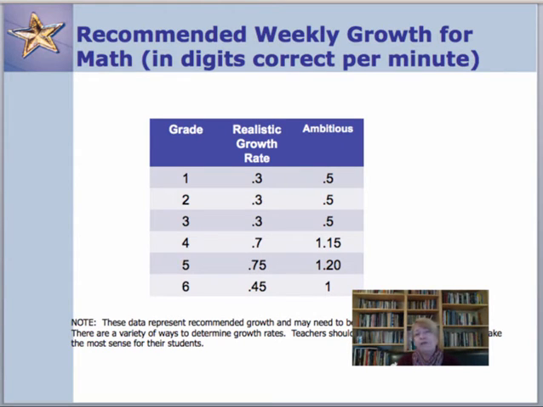Here's an example of recommended weekly growth for math in digits. So for grade 1, you can see 0.3 digits correct. Ambitious would be 0.5. So basically what we're expecting is the students will get more and more accurate over several weeks in first grade, second grade, third grade, and then as they progress, the expectations go up a little bit. And you can see what ambitious expectations are over in this column. So again, these are just recommended rates of growth, and you would make changes based on your own school or classroom data or individual student data that you have.